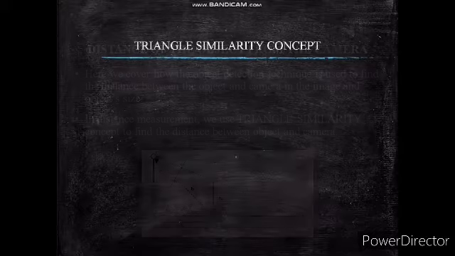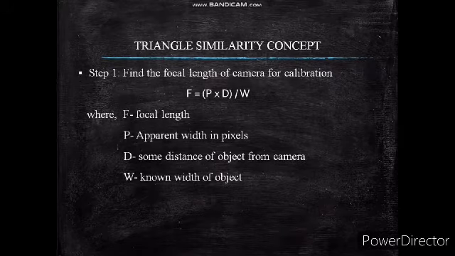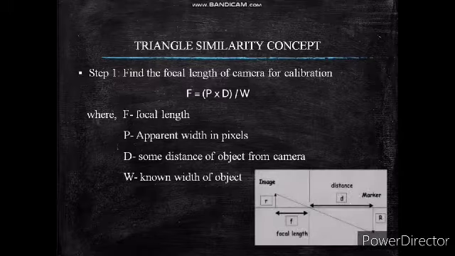For finding this distance, first we need to calculate the focal length of the camera. For example, if I have an object with a known width W and I place this marker some distance d from my camera, then I take a picture of that object using my camera and measure the apparent width in pixels P. This allows me to derive the focal length F of my camera. The formula is F = (P × D) / W, where P is the apparent width in pixels, D is the distance of the object from the camera, and W is the known width of the object.